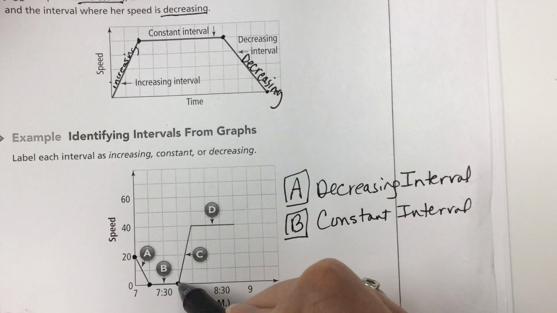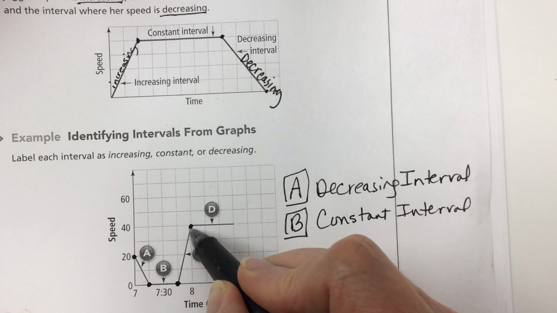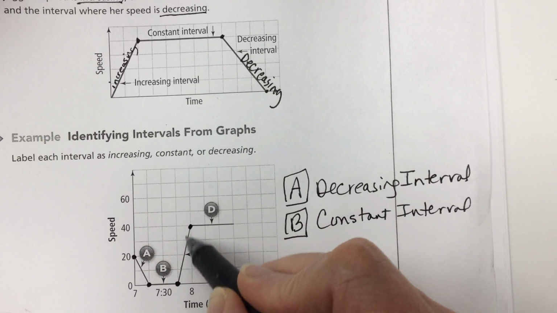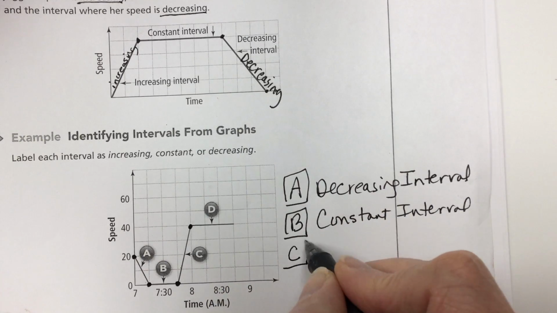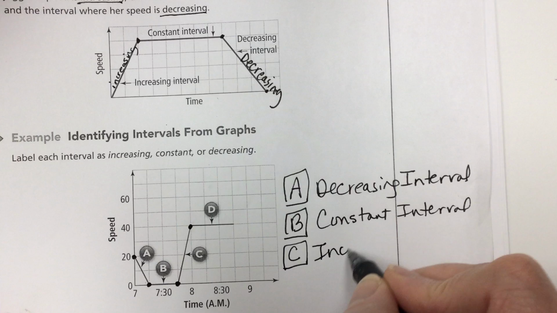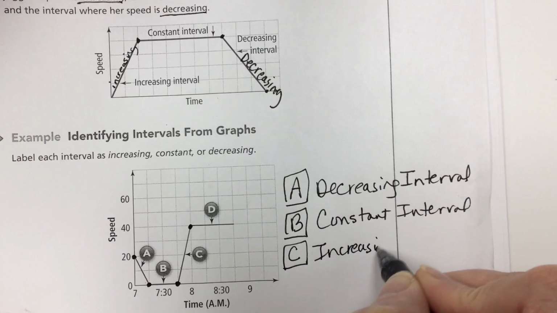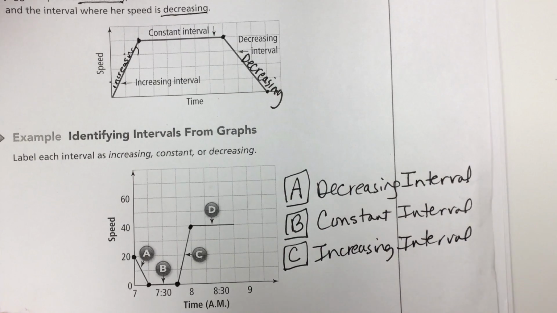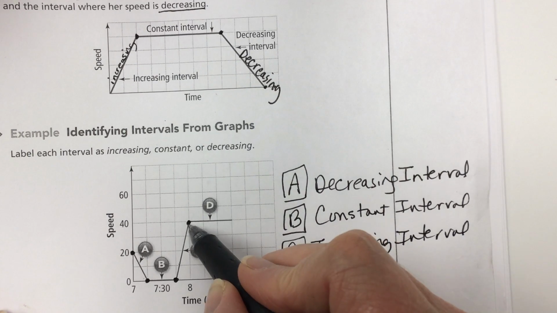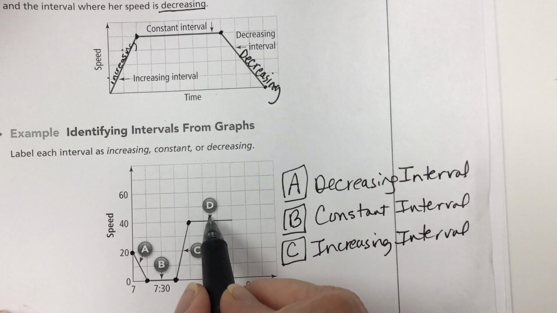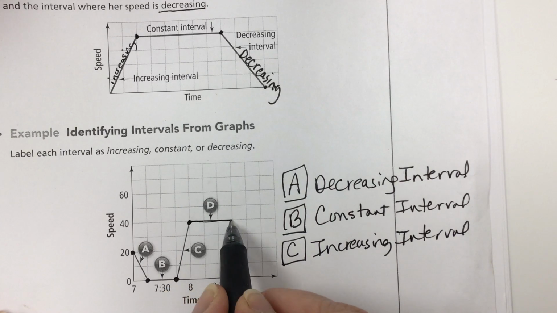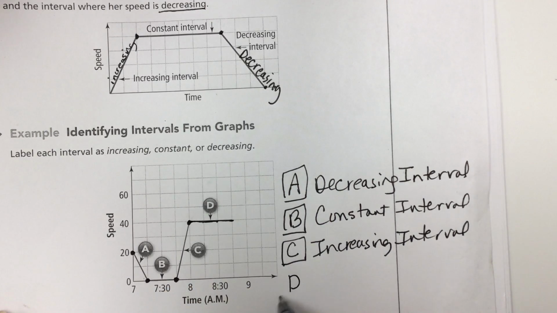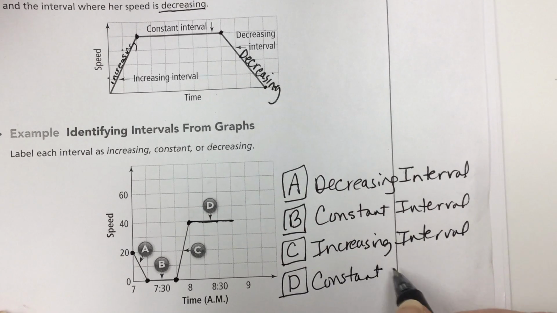Now C. C goes from this point up to this point. We're going upward to the right. So therefore, C is an increasing interval. Increasing interval when it goes up to the right. Now for D, we go straight across. So D is going straight across. This is a constant interval.